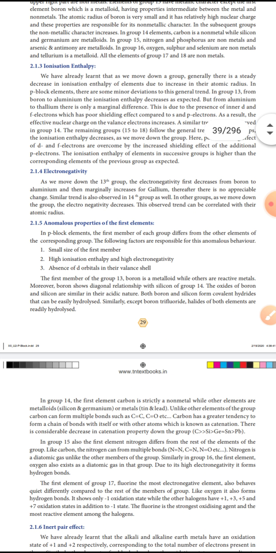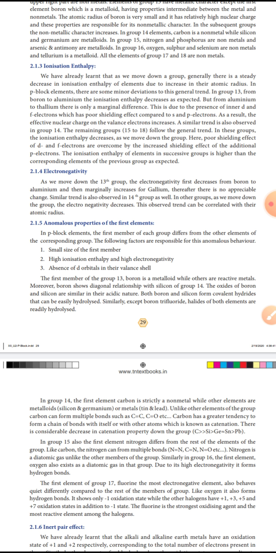So the next one is electronegativity. As we move down the 13th group, the electronegativity first decreases from boron to aluminum, the first and second element. Then it marginally increases. From the third element, electronegativity increases. The 14th group also: the first two elements decrease, then increase.